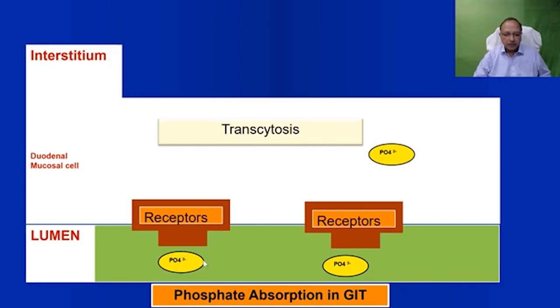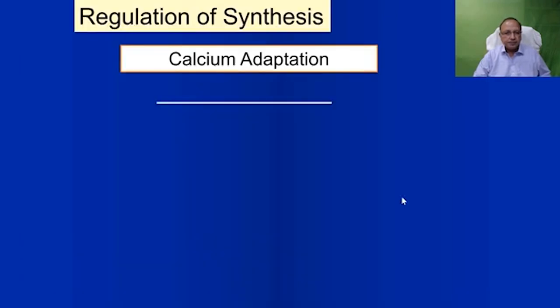But for the phosphate, we find that it has its own receptors, then these receptors will cause the absorption of the phosphate, but there will be a direct relation between the presence of it in the lumen due to the diet and its absorption into the interstitium.